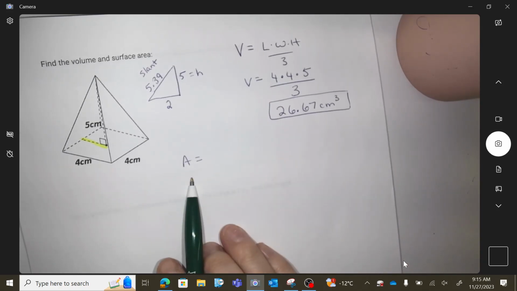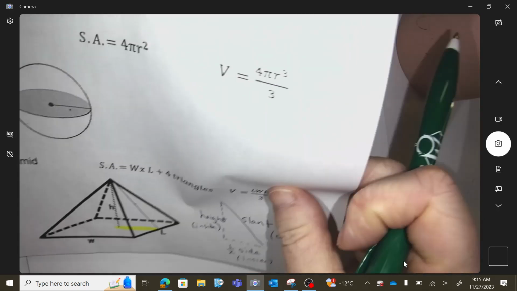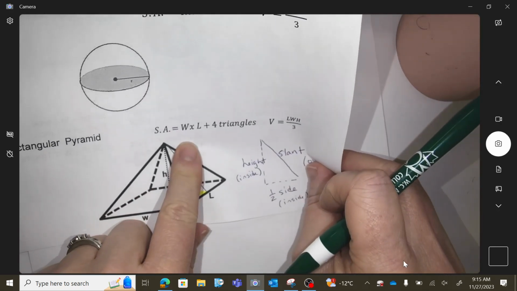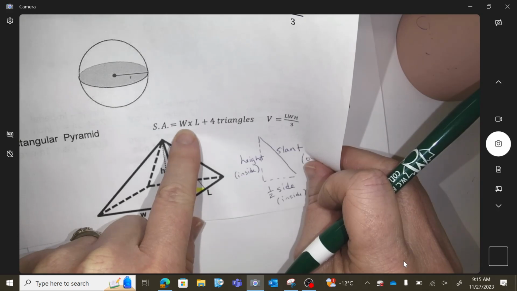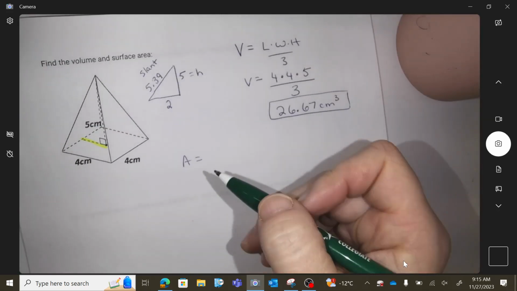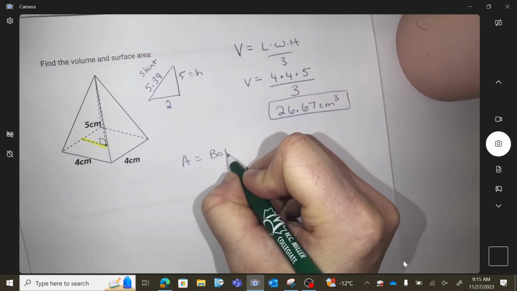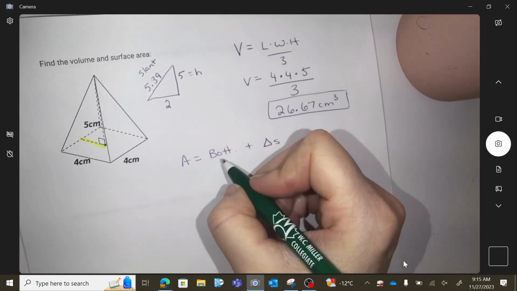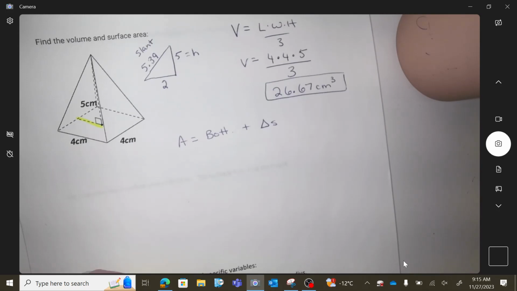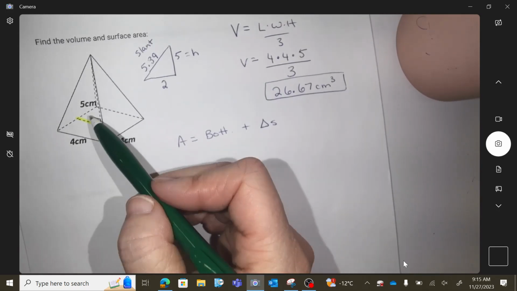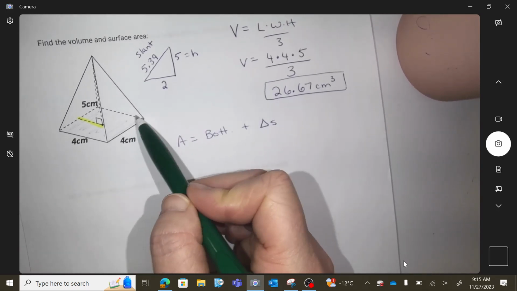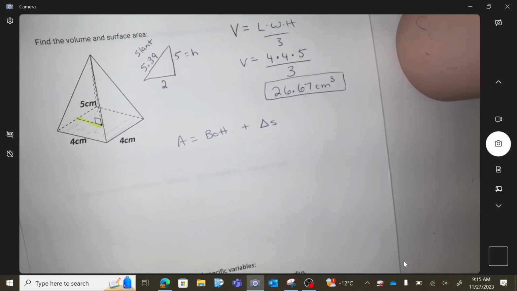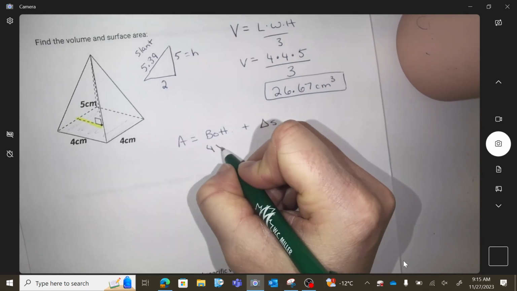Okay, so area, again, there's a formula here, but I'm going to think about it like this. The length times the width part of it is the bottom, plus the triangles. That's what we're going to do. So what kind of bottom is it going to be? This is the base. So that's just a 4 by 4.